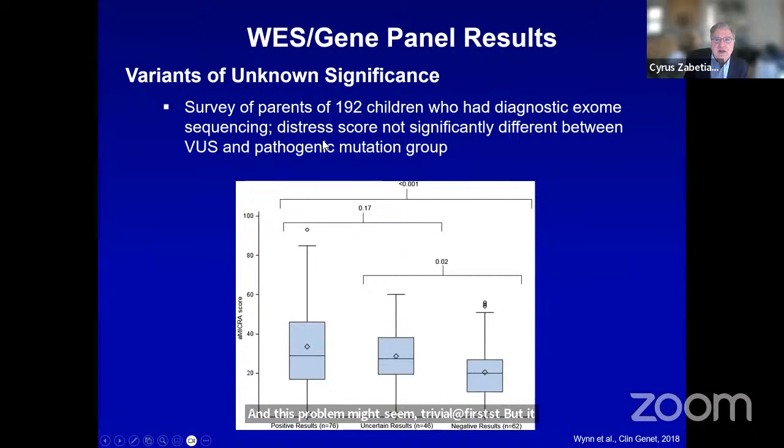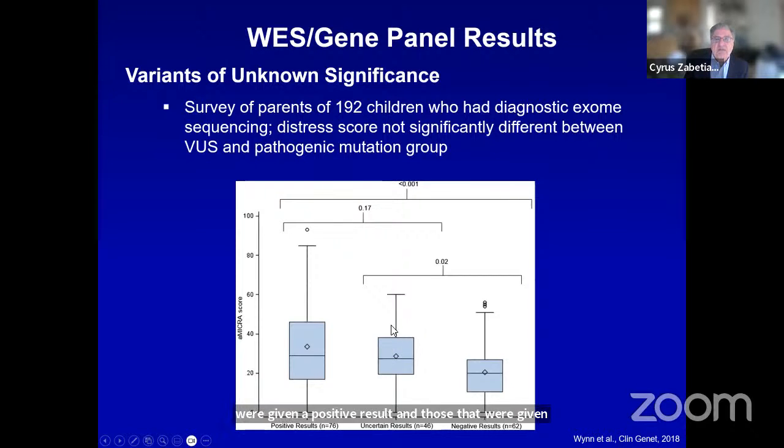This was a study that surveyed parents of 192 children who had diagnostic exome sequencing for a variety of diseases. The reports were divided into 3 categories: reports that had positive results, where they had a mutation that was deemed pathogenic, those that were negative, and those where there was a variant of unknown significance. These are the stress levels amongst the parents. You can see that there, in fact, wasn't a significant difference in the level of stress between parents who were given a positive result and those that were given a result of unknown significance.